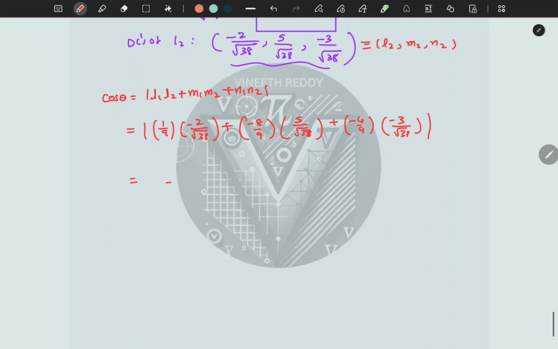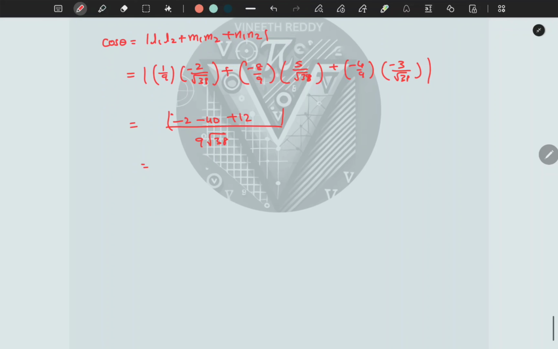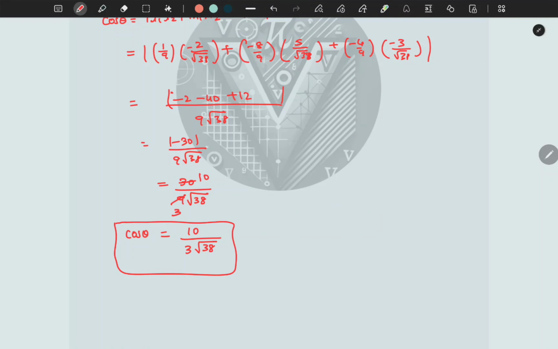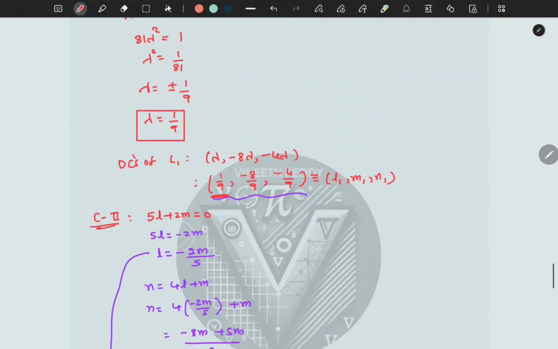So what do we get in the denominator? We get 9 root 38, and modulus of minus 2, minus 40 and plus 12. So minus 42 plus 12 is minus 30. Mod of minus 30 by 9 root 38. We can write it as 30 divided by 9 root 38, 3 times 3, 3 times 10. So we have 10 divided by 3 root 38 as cos theta. So the cosine of the acute angle is 10 divided by 3 root 38.